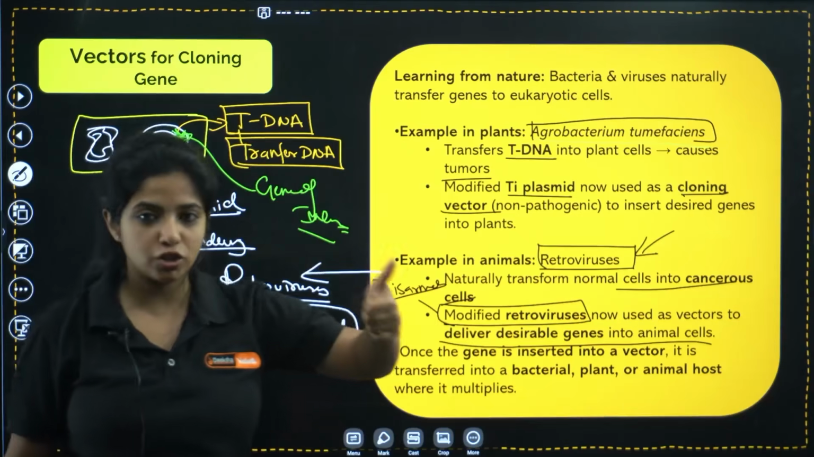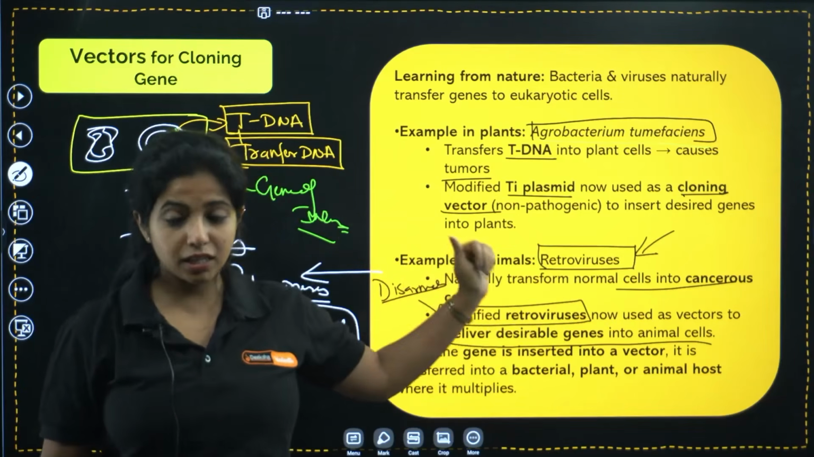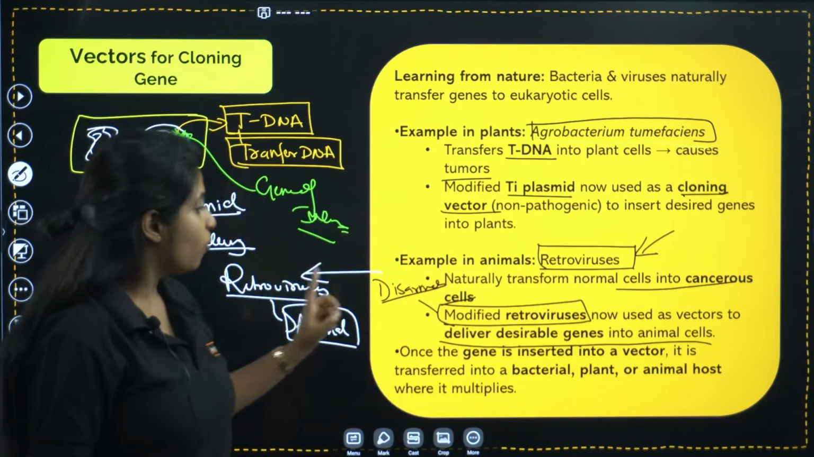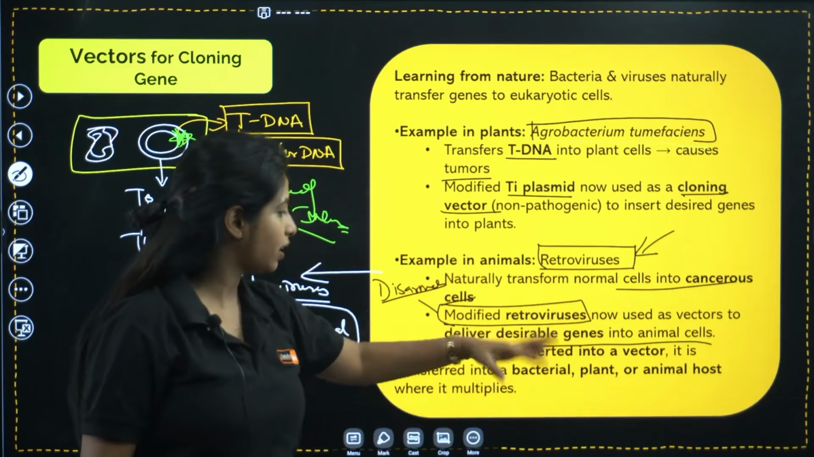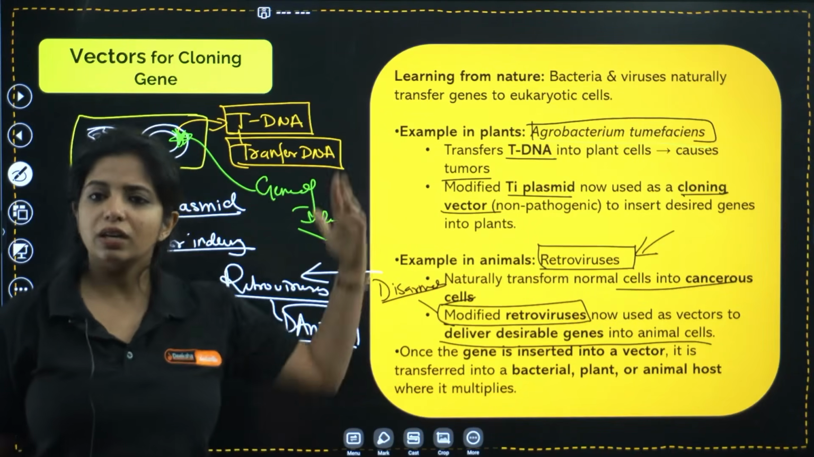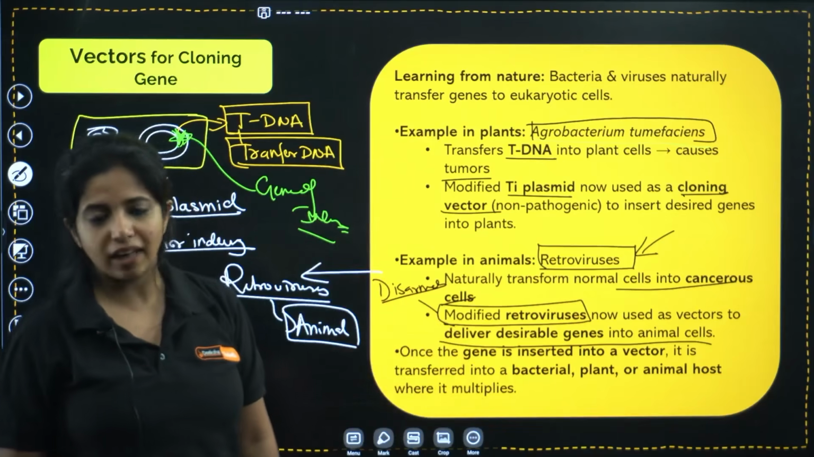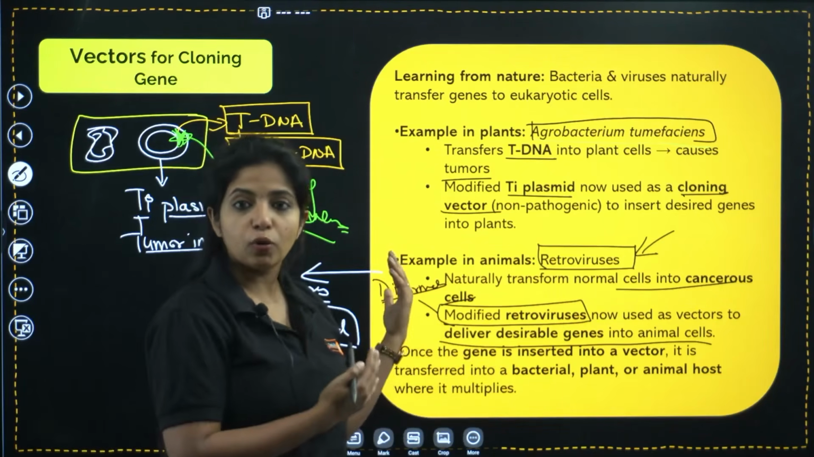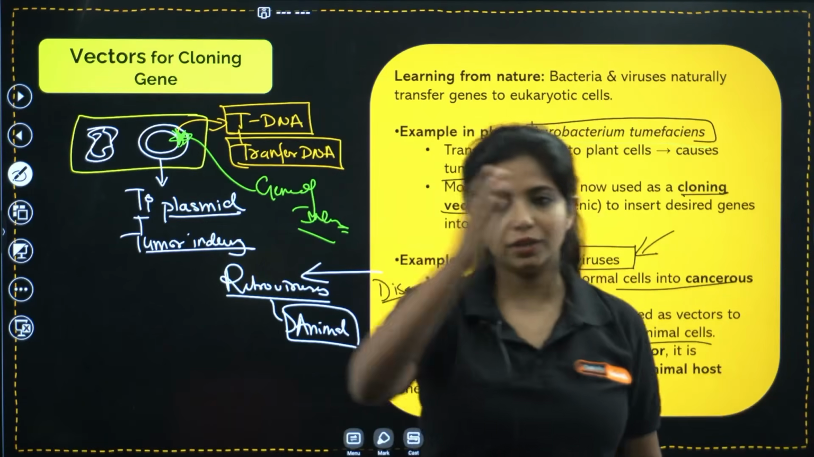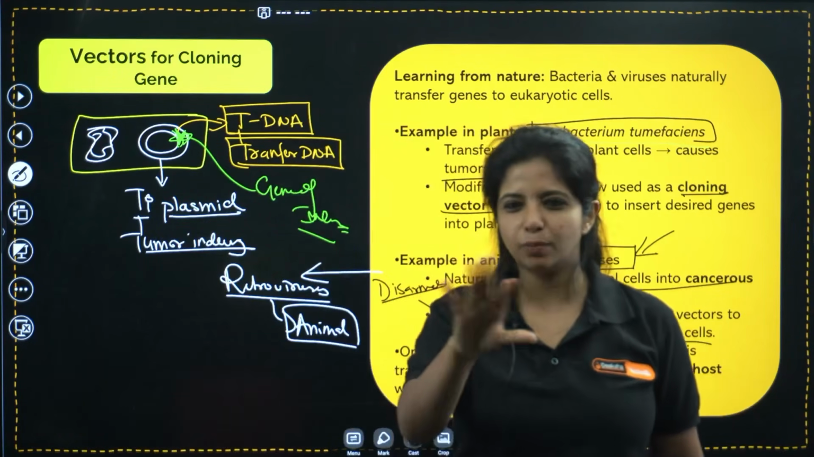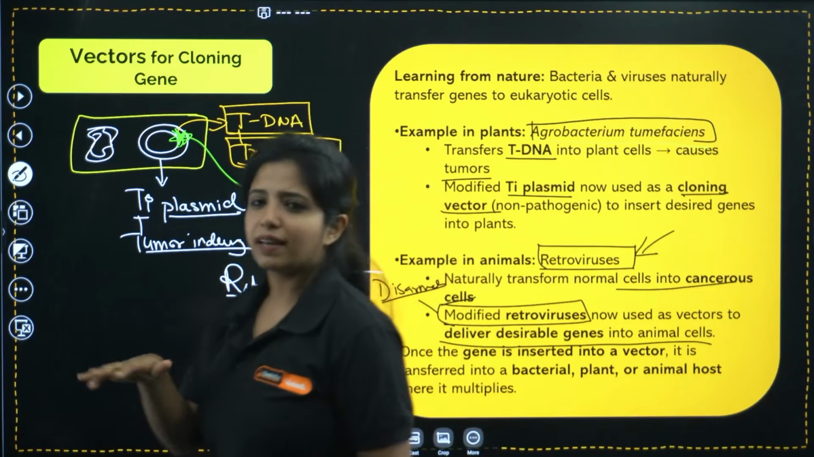We read about restriction enzymes, that is clear. This vector is also clear. And now, once the gene is inserted into the vector, it is transferred into a bacterial, plant or animal host wherever it multiplies. So here I spoke about plants and viruses. Apart from that, we also spoke about bacteria where, as I told, the plasmid of Salmonella typhi was put inside the plasmid of this guy. So it's the plasmid that usually acts as a vector out there.